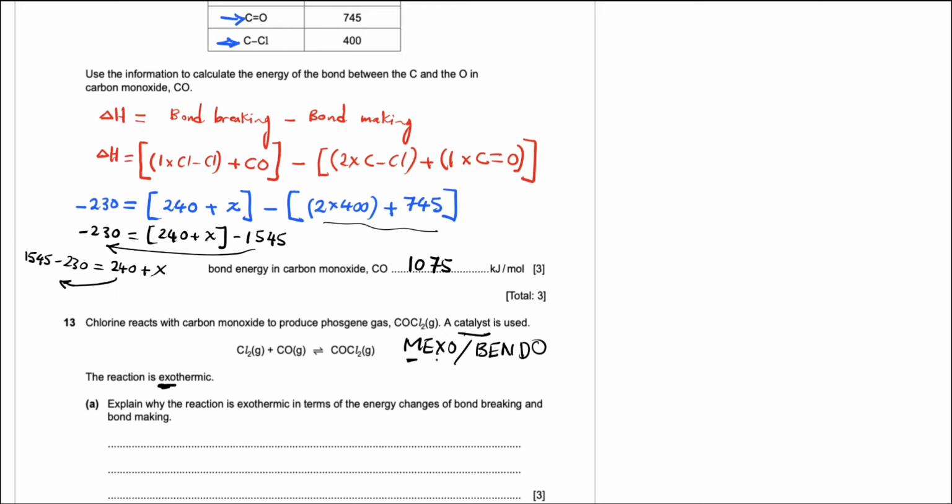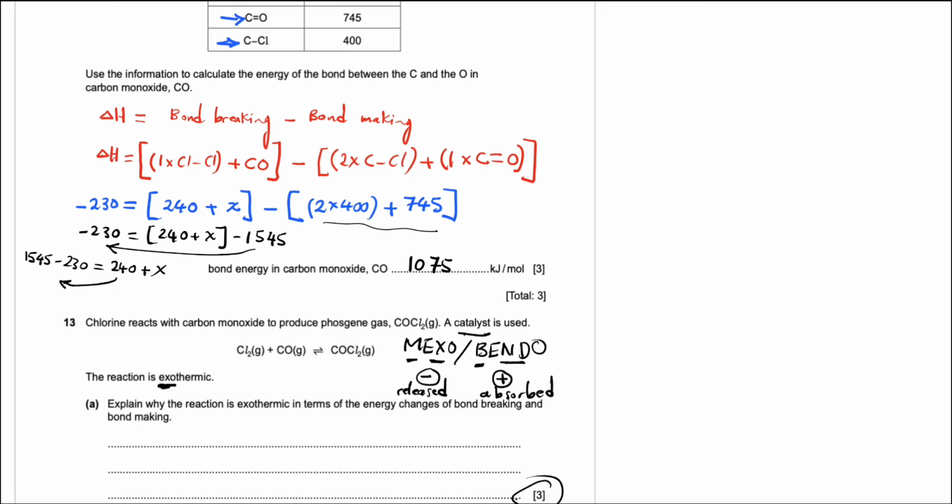Making bonds is an exothermic process, and any exothermic process is negative. Breaking bonds is an endothermic process, and any endothermic process is positive. Energy is going to be released in the exothermic process and absorbed in the endothermic process.